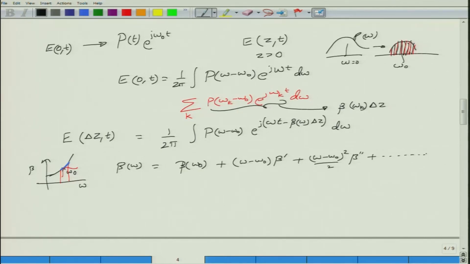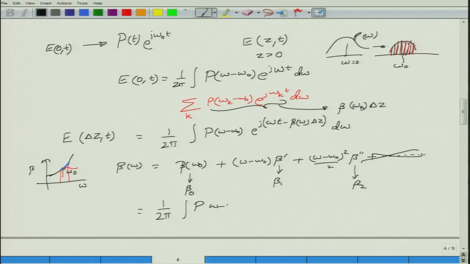These terms would continue to exist, but we will terminate the expansion over here. If I terminate the expansion here and denote beta prime as beta 1, beta double prime as beta 2, and beta at omega 0 as beta naught, I can put this back into the expression for the electric field at delta z.